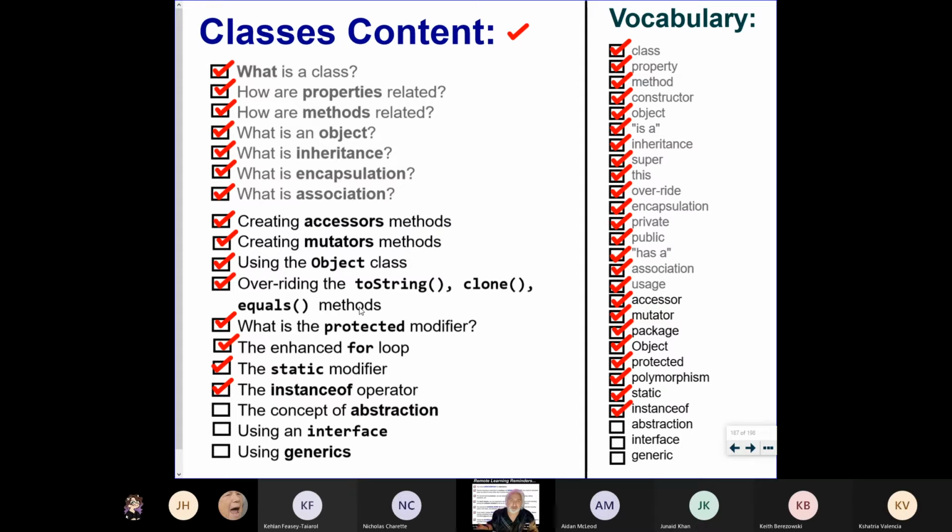Now, there were other things we learned in this unit, things like what an accessor and a mutator was, the toString, the clone, the equals, what protected means. We learned about the enhanced for loop. We learned about static. We reviewed things like encapsulation and inheritance and properties and methods and a lot of the vocabulary that went with all that. It's been a huge unit and it continues now.